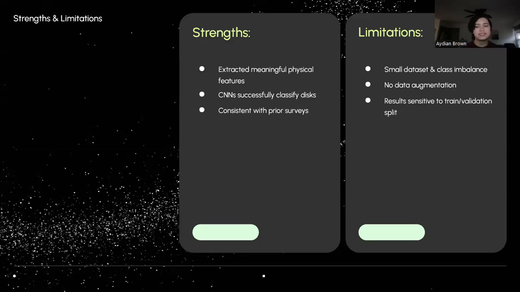Some strengths and limitations of the study that I did. The strengths include demonstrating that both radial and image features are sufficient for disk classification, and that CNNs can operate effectively even on small data sets. The results align with observed astrophysical trends, which is good. Limitations include the small number of training disks, class imbalance, and the lack of data augmentation or cross validation. Therefore, the results should be interpreted as an indicative model of capability rather than a definitive generalization, at least in my opinion.